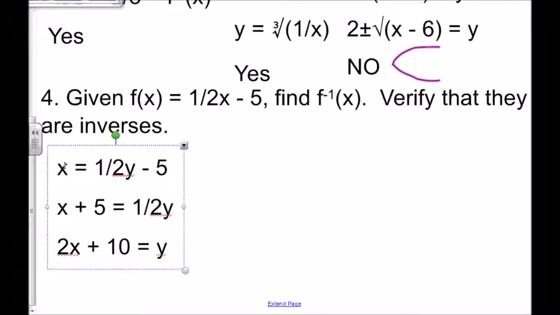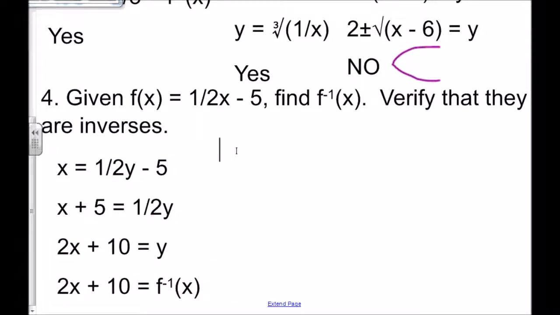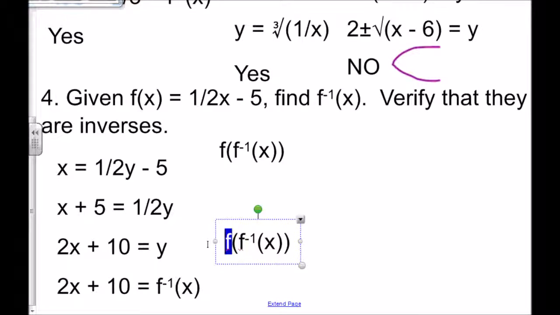2x plus 10 equals f inverse of x. Notice this inverse, it's the same thing we used for inverse for matrices. Now, to verify, we need to compose. So we need to do f composed with f inverse of x. And then we will also need to do, again, why don't I copy this? We will also need to do f inverse composed with f of x.